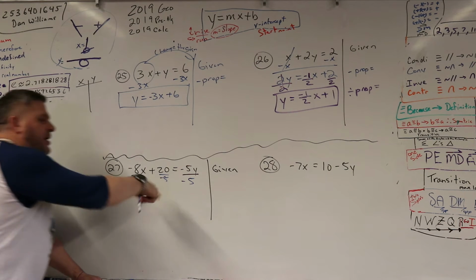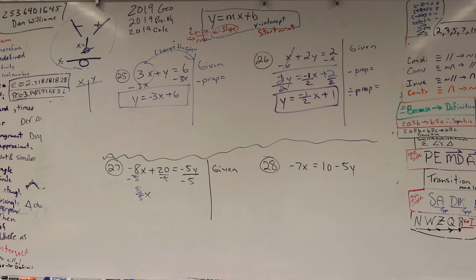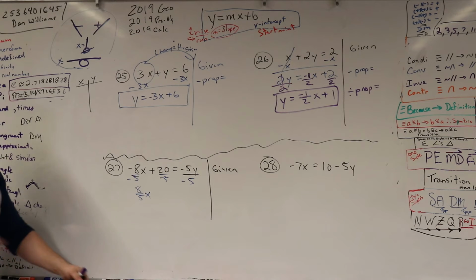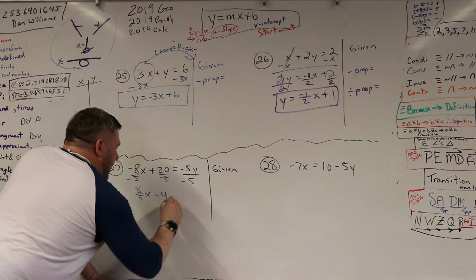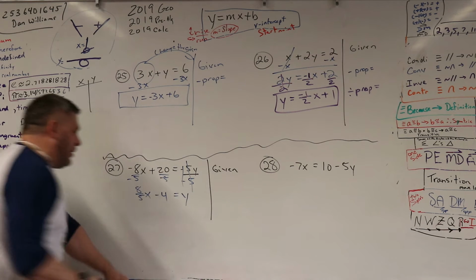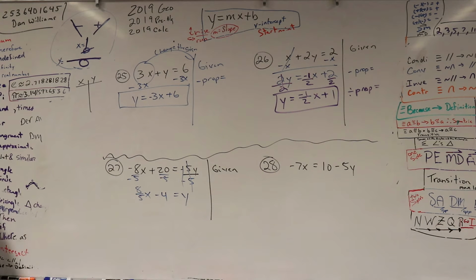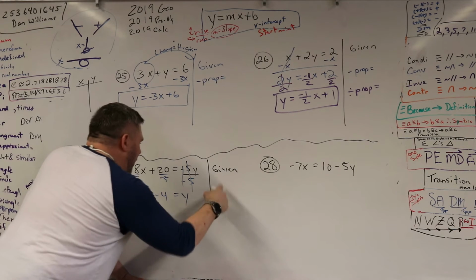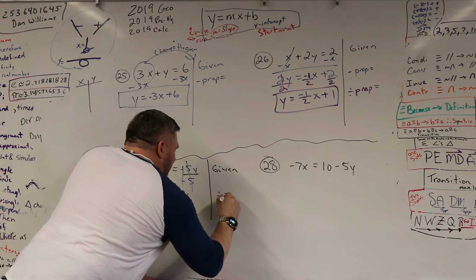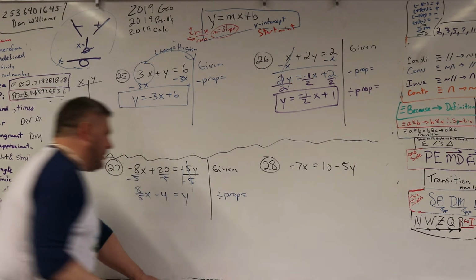Now how many times does 5 go into 20? 4 times, right? And a negative and a positive make a negative. Okay? And then these cancel, right? So I just get y. Now is that in y equals mx plus b form? Yes. Almost. Not yes yet. But what did we do to get there? Division property of equality, right?